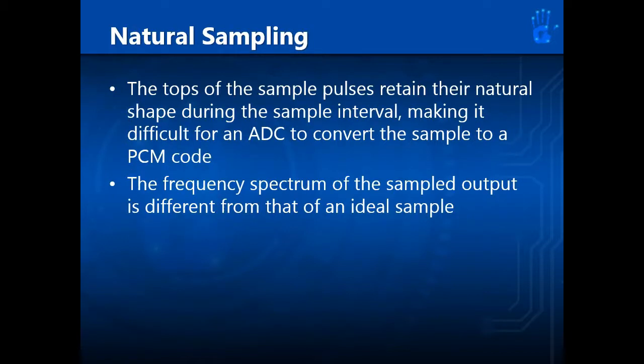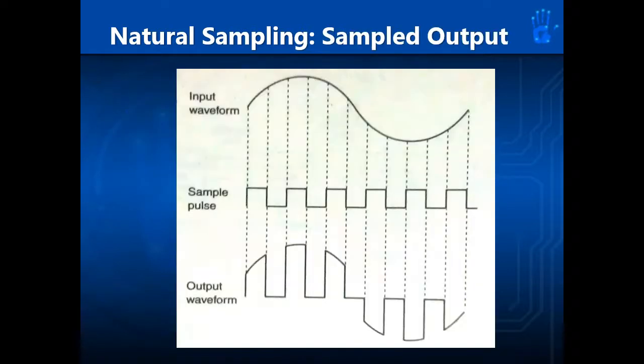Natural sampling. In natural sampling, the tops of the sample pulses retain their natural shape during the sample interval, making it difficult for an ADC to convert the sample to a PCM code. The frequency spectrum of the sampled output is different from that of an ideal sample. Let's take a look at an example of the natural sampling.